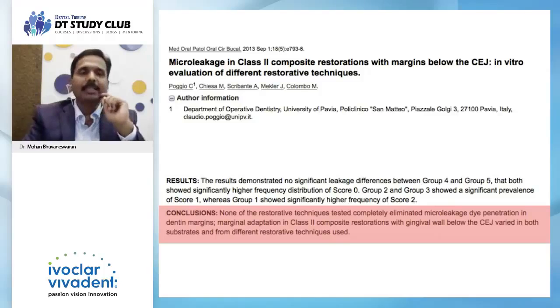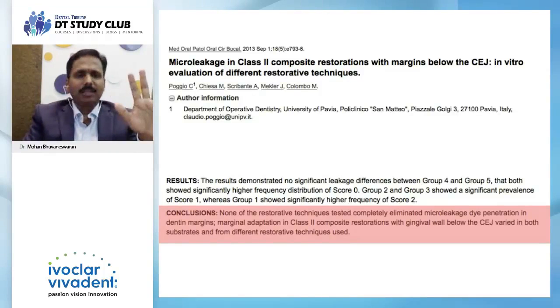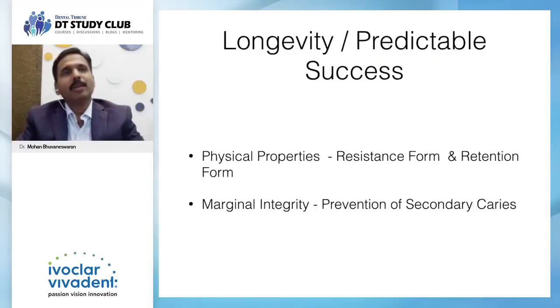And there's another study which evaluated below the cementoenamel junction, and all the groups had leakage. So practically, you might be talking about 10th generation bonding. Whatever the bonding is, the cavosurface has to be enamel. Then what material am I going to use when I'm talking about longevity and predictable success?